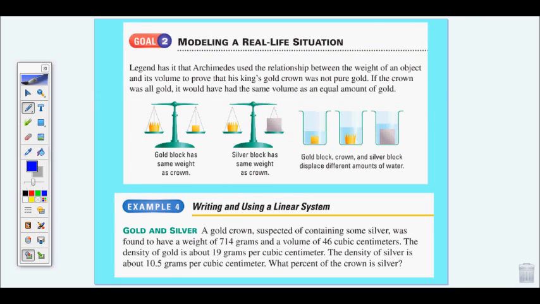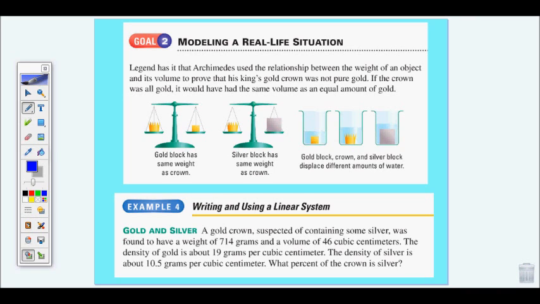So now we're going to model a real life situation. For the background on gold and silver, I'm going to jump down to example 4 to keep this short. A gold crown suspected of containing some silver was found to have a weight of 714 grams and a volume of 46 cubic centimeters. The density of the gold is about 19 grams per cubic centimeter. The density of the silver is about 10.5 grams per cubic centimeter. What percent of the crown is silver?